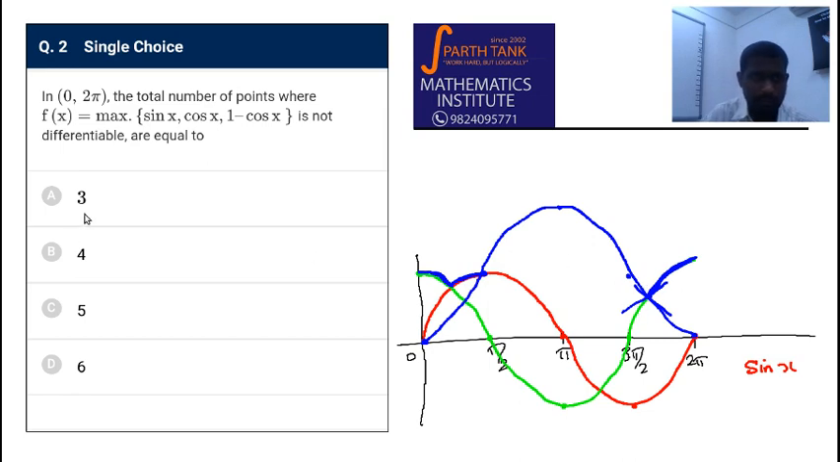So the answer is option A, 3. Of course, you can find the x values of these points. This is where sin x and cos x are matching. Therefore, this point we know is pi by 4, sorry. This should be pi by 2.